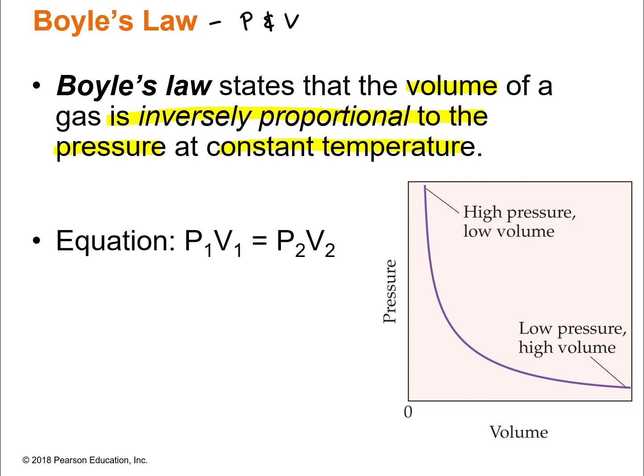The equation that we use for that is P1V1 equals P2V2. What we mean by that is if we have the initial conditions of the gas, when you multiply the pressure and the volume, it should equal the same thing as multiplying the final conditions of the gas, the pressure times the volume. Anytime you see the subscript of 1, we're talking initial conditions. Subscript of 2, final conditions, or what you've changed it to.